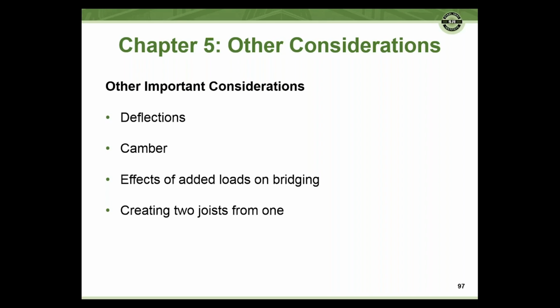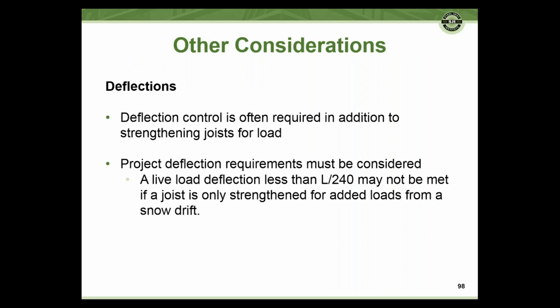sketches together. We're going to mention a few things from Chapter 5, some considerations you have to go through in making modifications: deflections, camber, effects of the added loads on bridging, and creating 2 joists from 1. There may be cases where you're creating 2 joists, or all of a sudden you need to put an opening. You have an existing joist, and you may find yourself having to put an opening, and this is typically where all of a sudden we're throwing an elevator shaft in, and that roof joist is right where that elevator shaft is coming in. So those considerations, deflections being one of them.